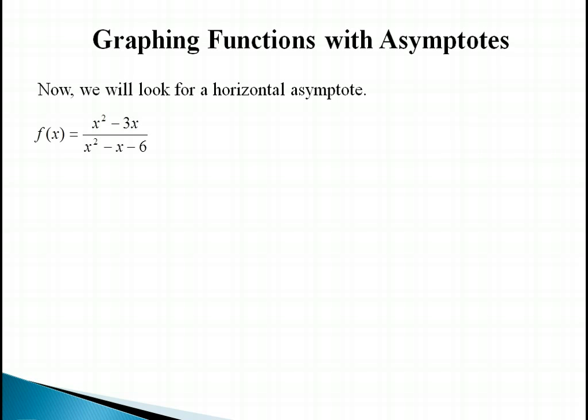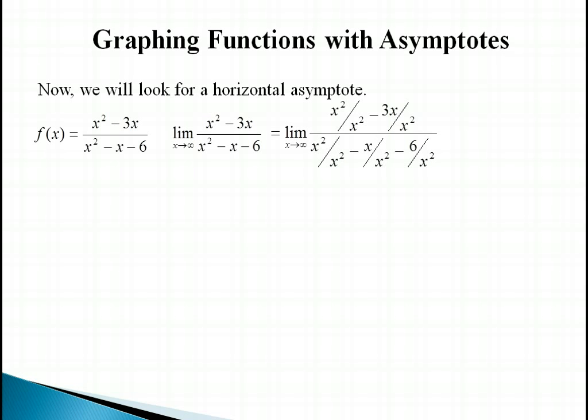Okay, so now that we've gotten that taken care of, let's go ahead and look for our horizontal asymptote. We're going to do that by dividing each and every term of our function by x squared and then taking the limit as x goes to infinity. We're using x squared because it's the highest degree that we have in our function, numerator and denominator.